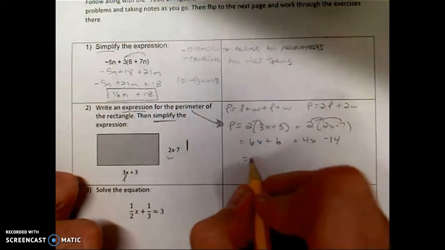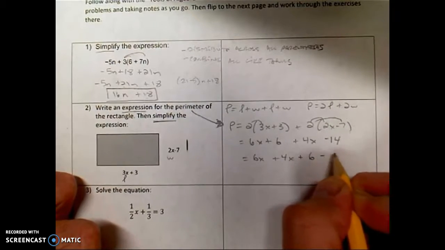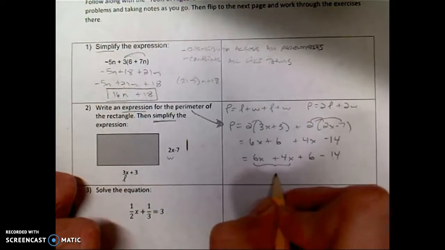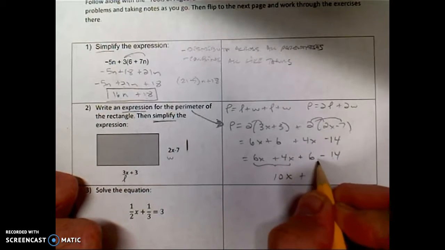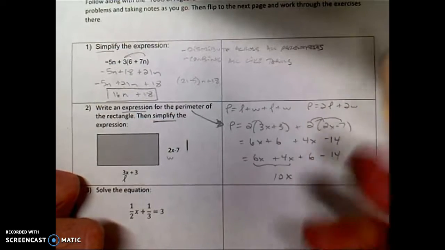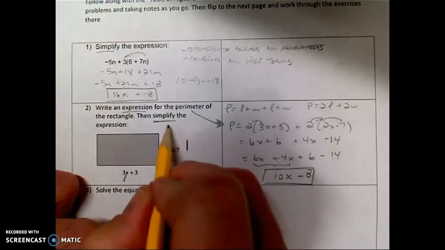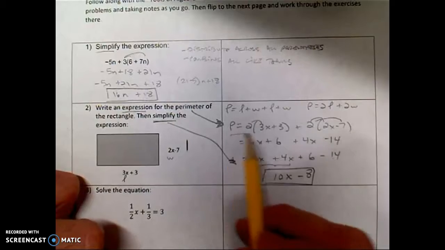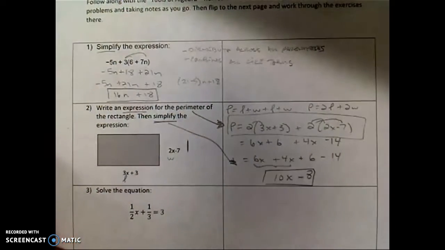So let's combine our like terms now. 6x plus 4x, all constants are automatically like terms, so the 6 and the negative 14. 6x plus 4x gives 10x, positive 6, negative 14. That's a minus 8. So this is the answer for simplifying. So here's my expression for the perimeter. This is my work to simplify.